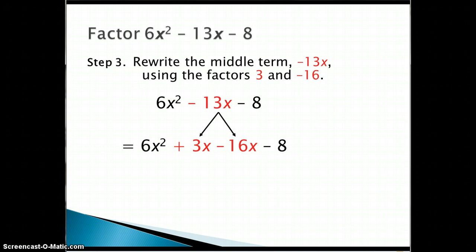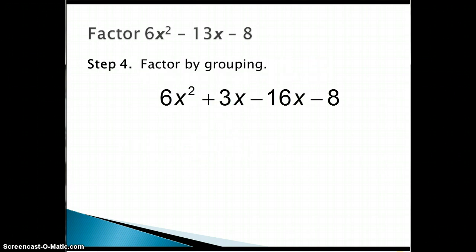Notice that the 6x squared stays the same and the -8 constant on the end stays the same. You're simply rewriting the -13x into two terms. So now we have 4 terms and we're ready to factor by grouping.